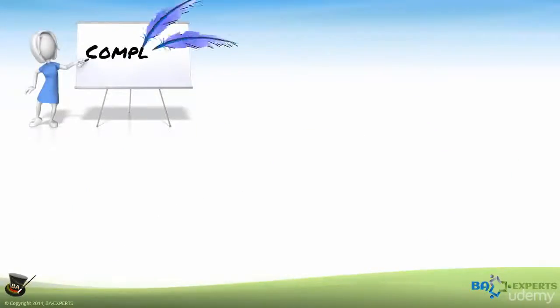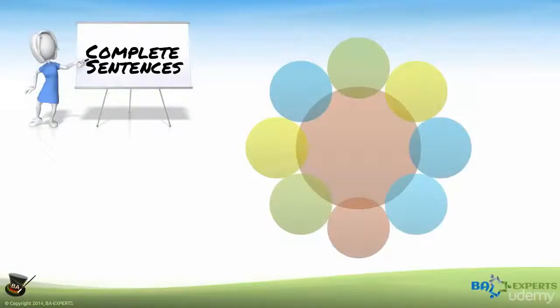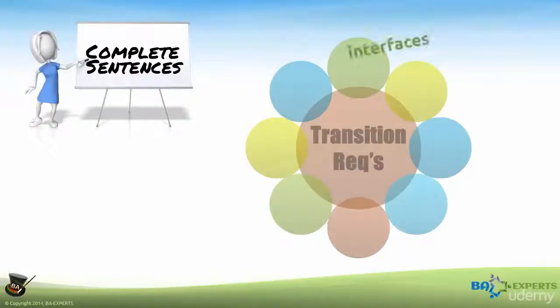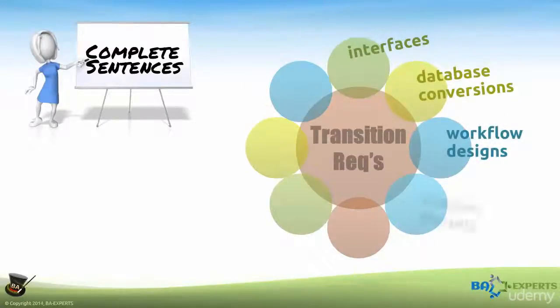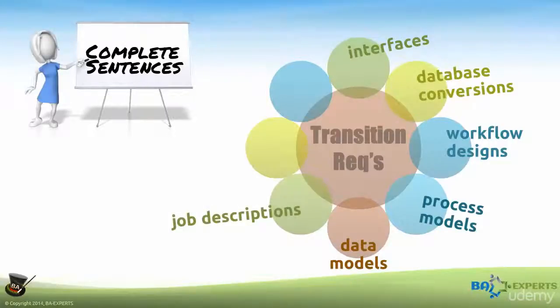Initially defined in complete sentences, other viable forms for expressing detailed transition requirements are interfaces, database conversions, workflow designs, process models, data models, job descriptions, training programs, and job aids.